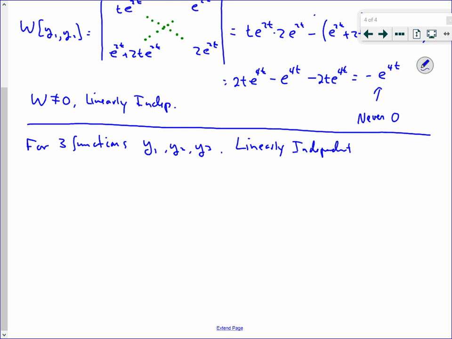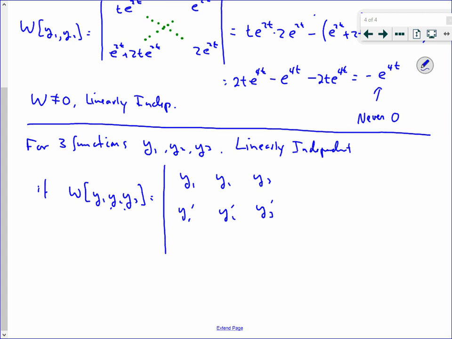Did you do this in linear algebra? Okay. I don't. Sometimes linear algebra books cover Wronskians, and sometimes they don't. Linearly independent if, okay, in this case, the Wronskian for three functions is the big determinant y1, y2, y3, y1 prime, y2 prime, y3 prime, and then the second derivatives.